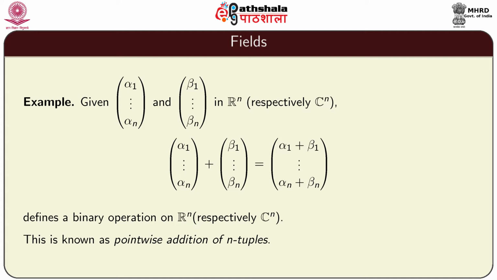and this binary operation is what is popularly known as pointwise addition of n-tuples. The reason why it is called pointwise addition is you can see that the first spots are being added, then the second spots are being added, and so on, the nth spots are being added. So, it is a pointwise operation on the tuples. This is a very natural binary operation on R^n respectively on C^n.